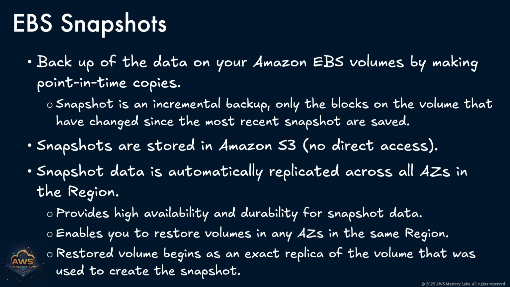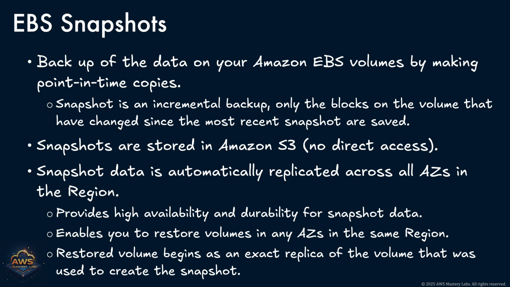Amazon EBS snapshots allow you to back up the data on your EBS volumes by creating point-in-time copies of the volume's data. These snapshots serve as a reliable backup mechanism, enabling disaster recovery and data protection for your EC2-based applications. EBS snapshots are incremental by design. Only the data blocks that have changed since the last snapshot are saved. This greatly improves storage efficiency and reduces backup times and costs.